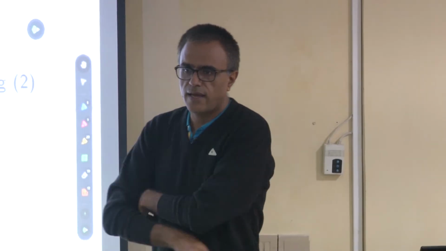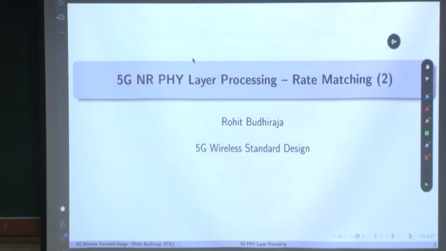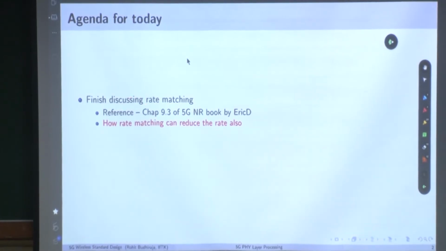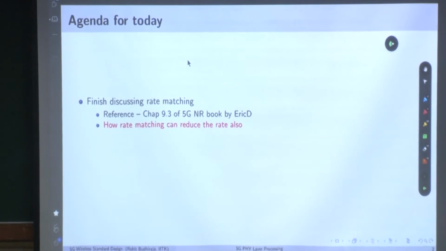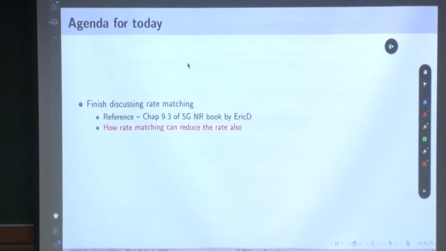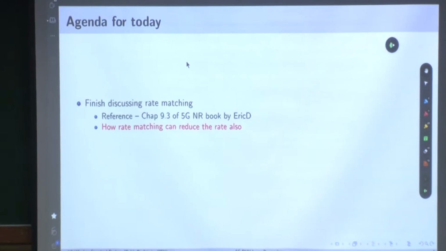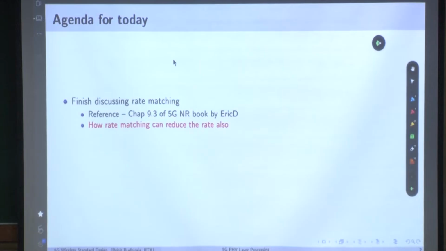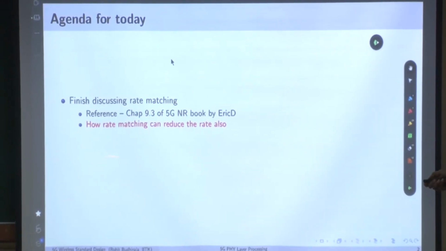Welcome to this class, and we are discussing the rate matching module. We discussed a part of it. We took one example wherein the code rate asked by the user was higher than the mother code rate generated by the LDPC encoder. Now we'll take another example wherein the code rate asked by the user is lower than the rate 1/3, which is the mother code rate, and we will see how this rate matching module works in this case. So how rate matching can reduce the rate also, that's the idea.